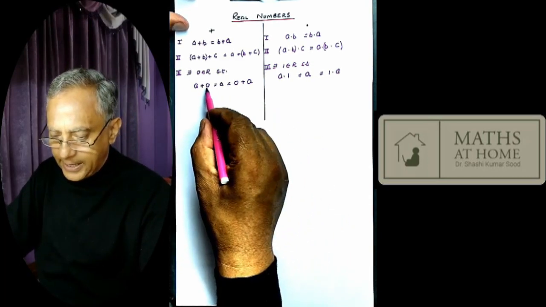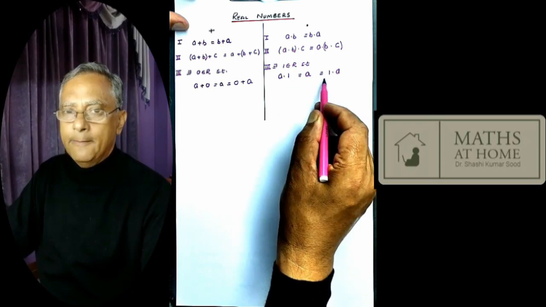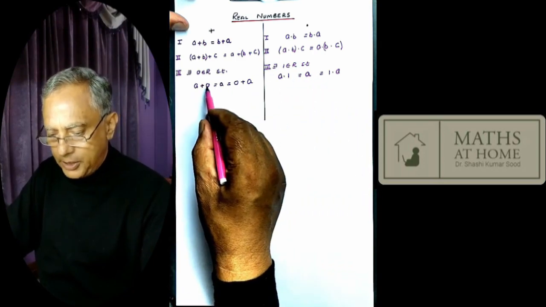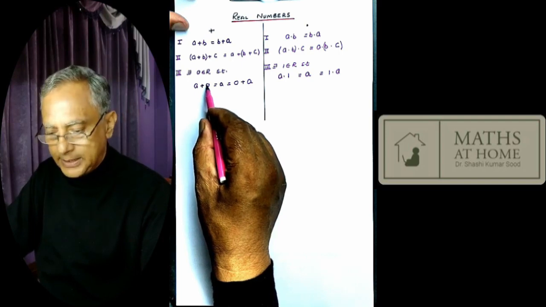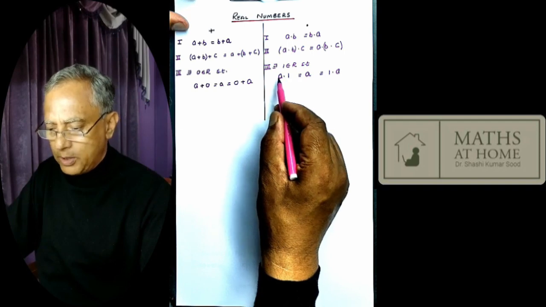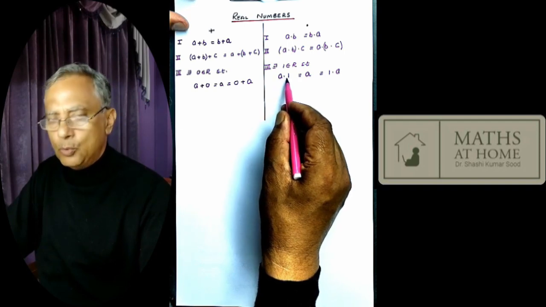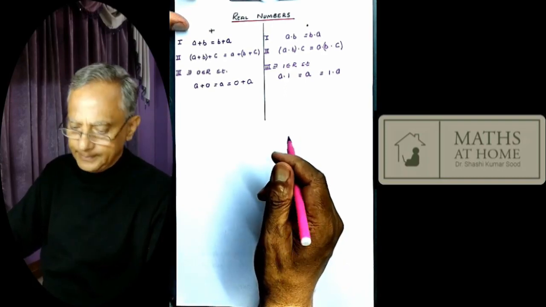So additive identity is 0 and multiplicative identity is 1, because when 0 is added to A it leaves it unchanged. So this is the additive identity. And multiplicative identity is 1, because if I multiply A with 1, any number with 1, it remains unchanged.